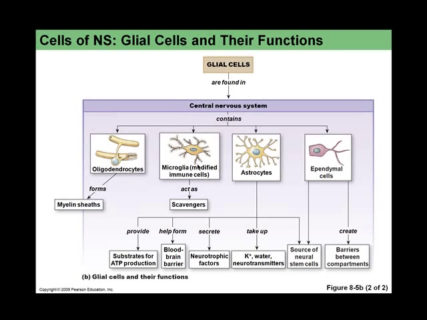So these microglia are the modified immune cells. They actually migrate into the central nervous system from the blood through the vascular wall. And then they differentiate into these types of modified immune cells. They are phagocytic cells. They're scavengers, okay? So the oligos are going to be the analogous cell to the Schwann cell of the periphery.